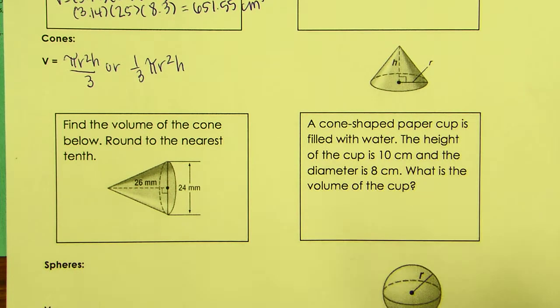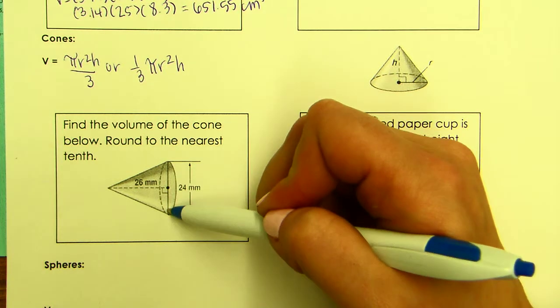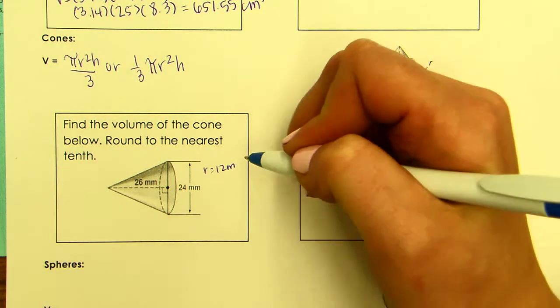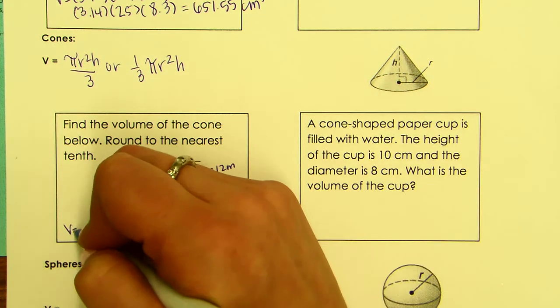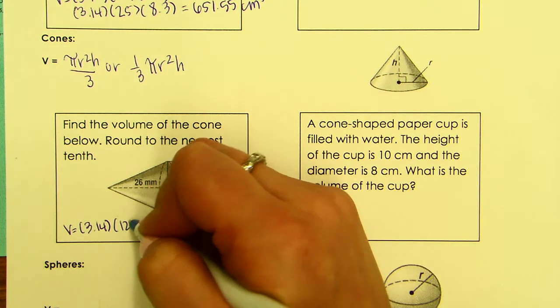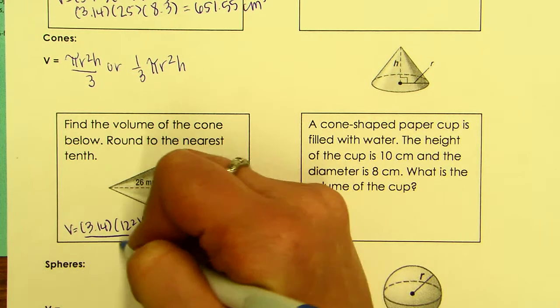This one says find the volume of a cone below, round to the nearest tenth. This gives us the diameter. That means the radius would be 12 millimeters. So I'll plug everything into my formula. Volume equals 3.14 times 12 squared times the height of the cone, 26, divided by 3.